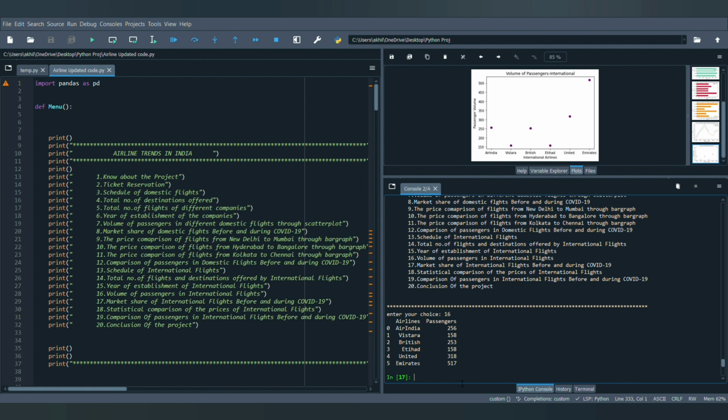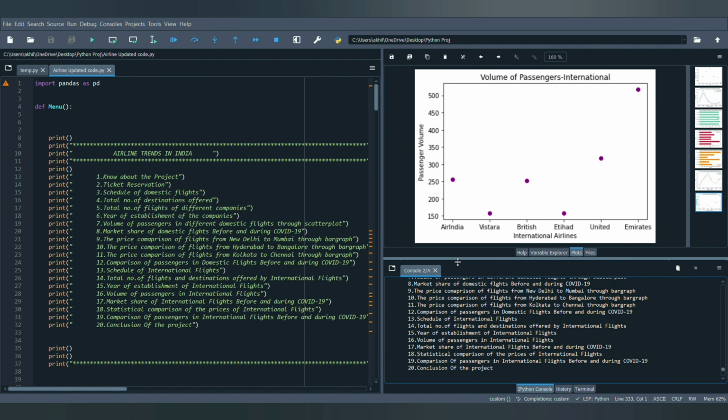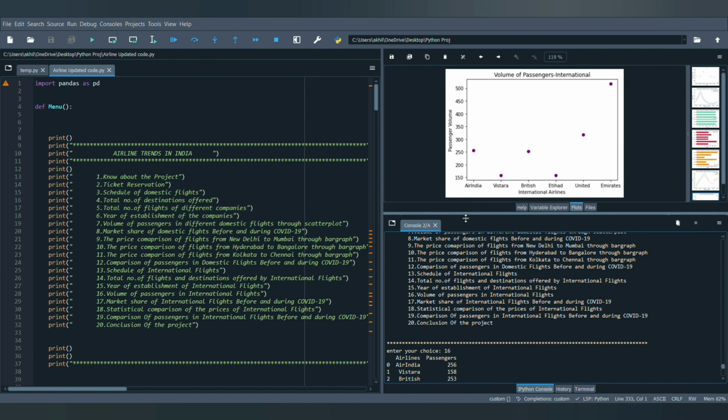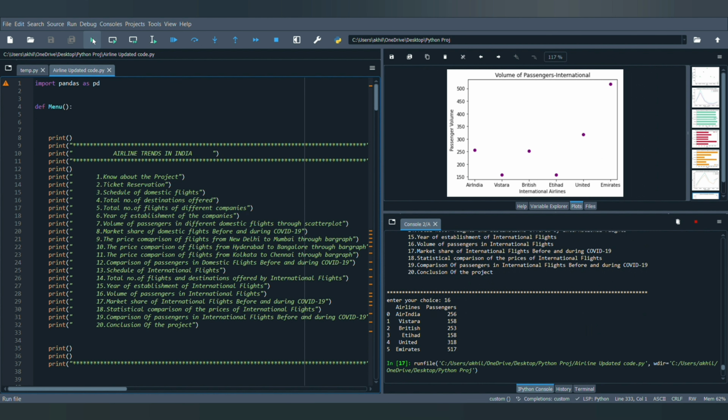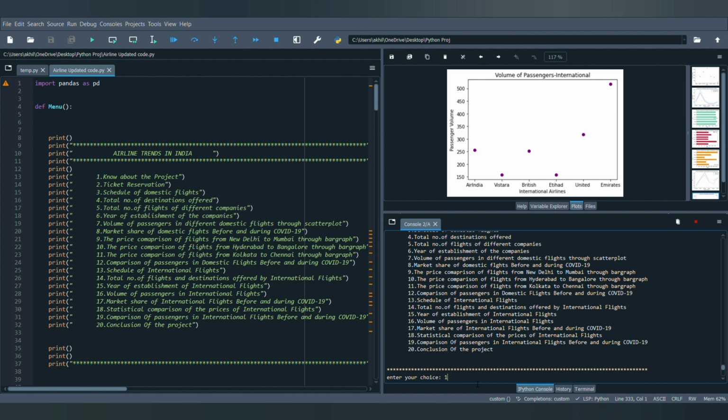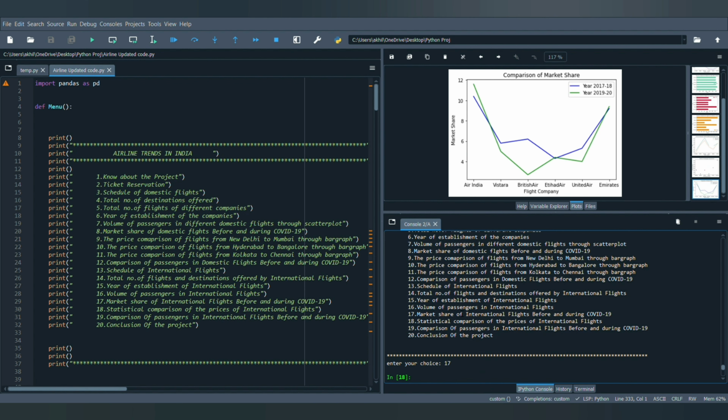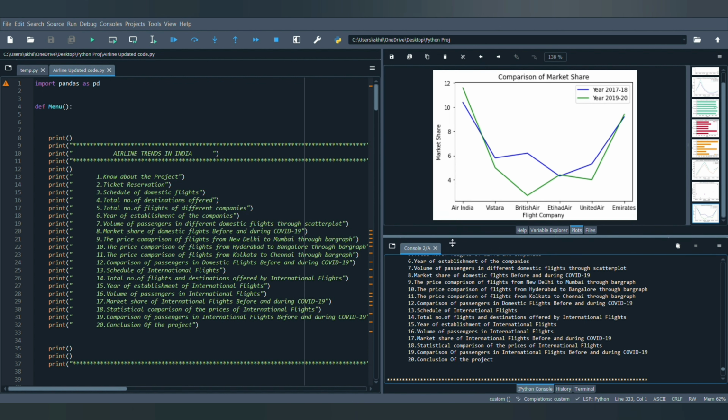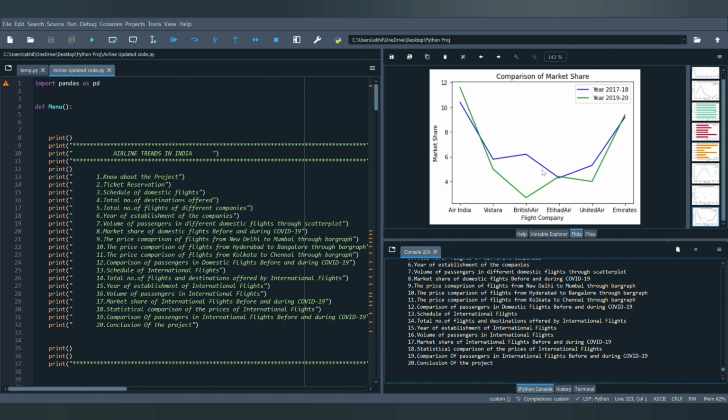The 16th option will give us again the volume of passengers, but this time for the international flights. So we can again see the volume of passengers that are traveling in different airline companies, and it is all in the form of a scatter plot. Now when I enter the 17th option, it gives me a comparison of the market share in the form of a line chart, that is before and during COVID. And we can see that during COVID, the market share has reduced even for these international airline companies.